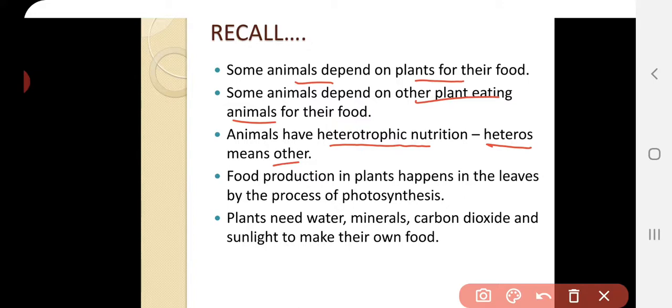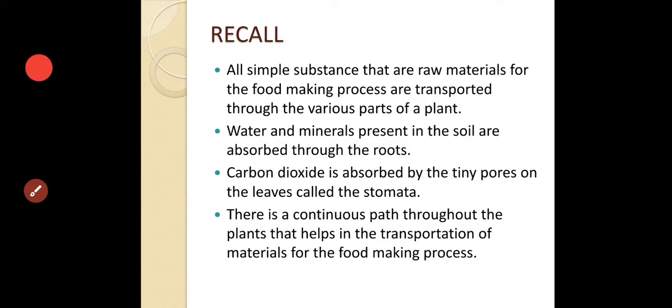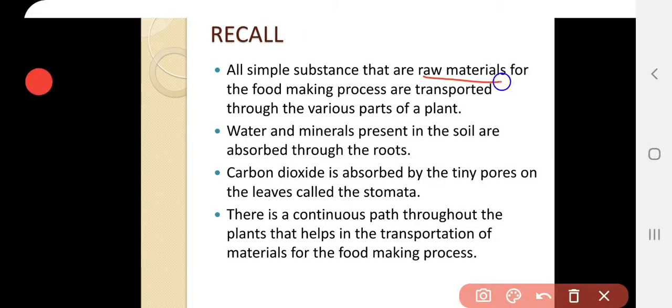Food production in plants happens in the leaf by the process called photosynthesis. So here the leaf is a food factory, and the plant needs water, minerals, carbon dioxide, and sunlight to prepare its own food. All the simple substances that are raw materials for the food making process are transported through the various parts of the plant. All together they work for preparing food.